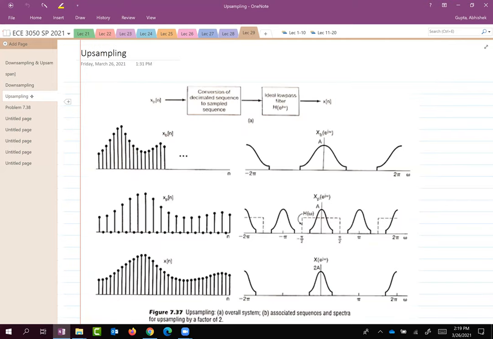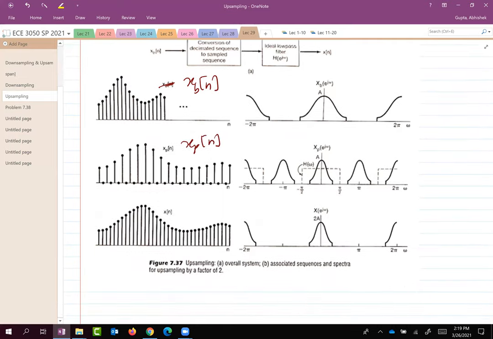Okay. Now there is the corresponding inverse process called upsampling, which is, you have xb[n], the original signal. Now you insert a certain number of zeros in between, and you get xp[n]. Now you have to pass it through a low pass filter, ideal low pass, or some interpolating filter, and you get your x[n] back.